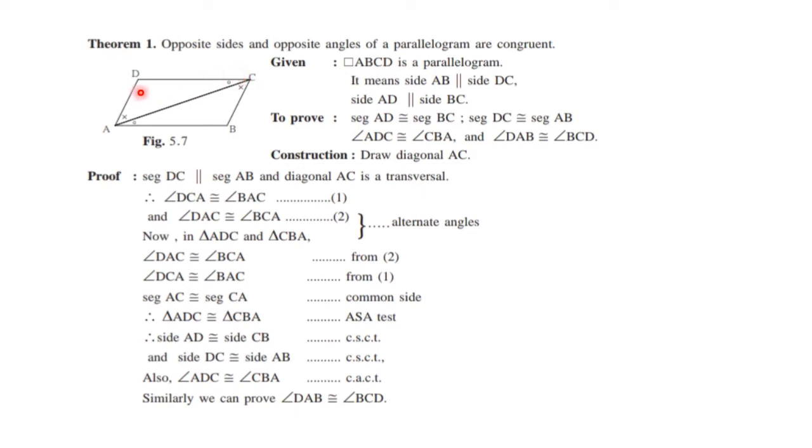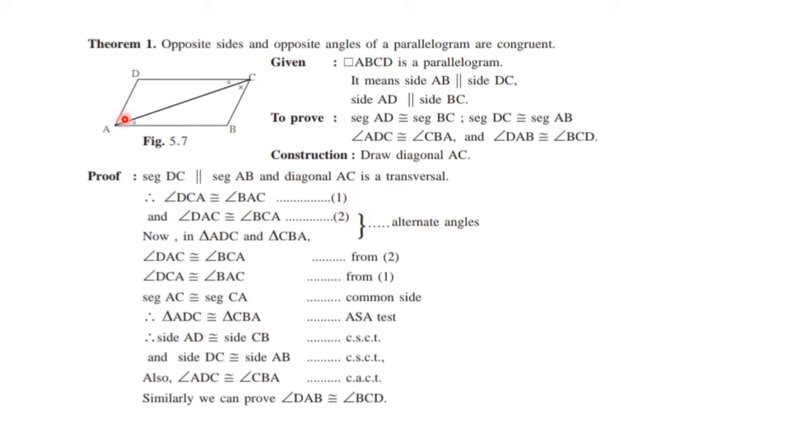Construction: draw a diagonal AC. Okay. Now, as given, segment DC is parallel to segment AB, and diagonal AC is a transversal. So angle DCA is congruent to angle BAC, and angle DAC is congruent to angle BCA. Aren't they forming a Z? Yes, so they are congruent by the alternate angle test. These two are congruent by alternate angles.